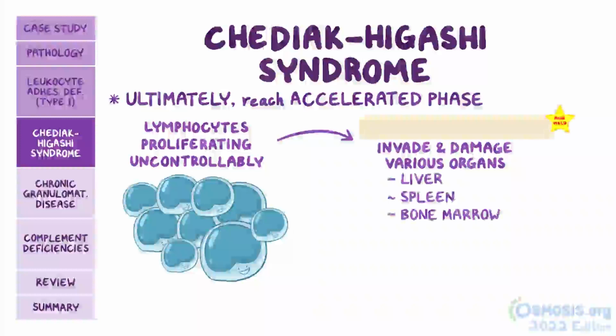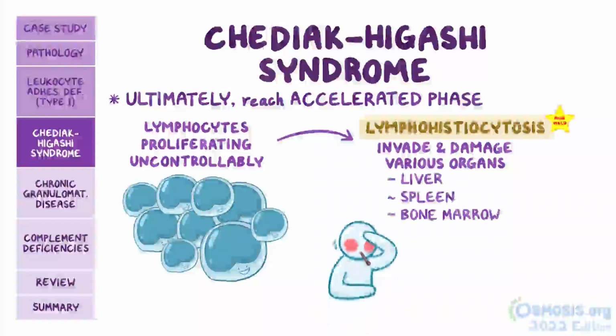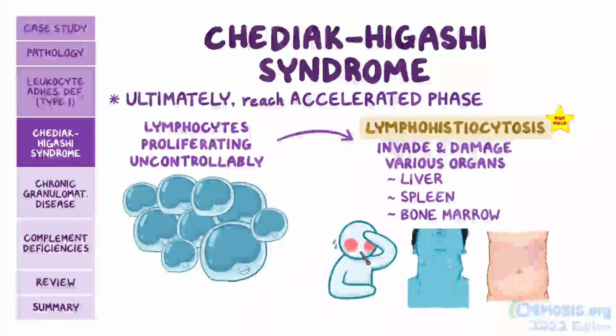This is known as lymphohistiocytosis and can manifest with fever, lymphadenopathy or swollen lymph nodes, hepatosplenomegaly or enlarged liver and spleen, and pancytopenia or low counts of red blood cells, white blood cells, and platelets.